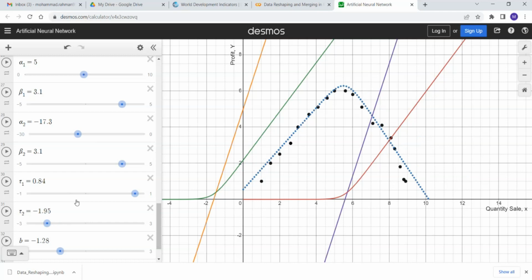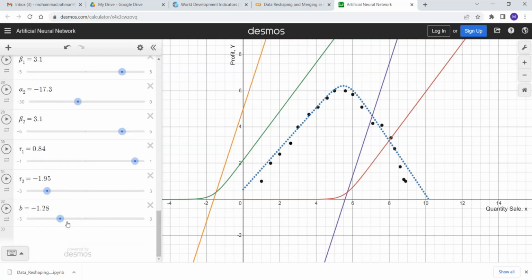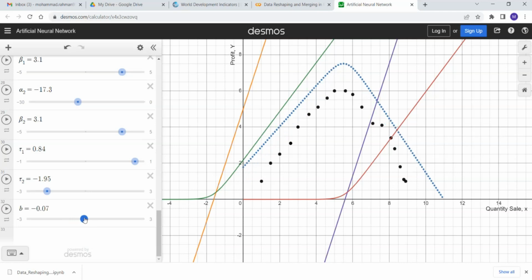So tau 1 and tau 2 only directly change the predicted line, not the orange line or green line or purple line or red line. And also B. B also changes only the predicted line equally, because B is just an adjustment kind of parameter, which, if alpha 1, alpha 2, beta 1, beta 2, and tau 1, tau 2 make any kind of adjustment problem, then B plays that role, just adjusting overall.